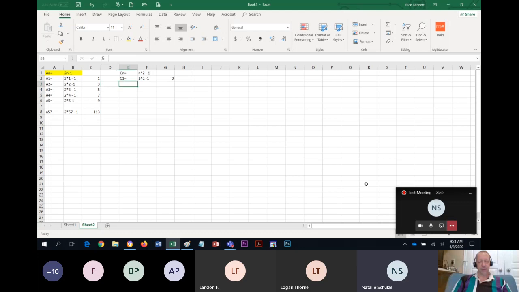Okay, let's do c sub 2. And of course, I can't make subscripts on here. How about Alyssa? Can you tell me what c sub 2 is? It would be 2 squared minus 1, and that equals 3. So 4 minus 1 is 3.